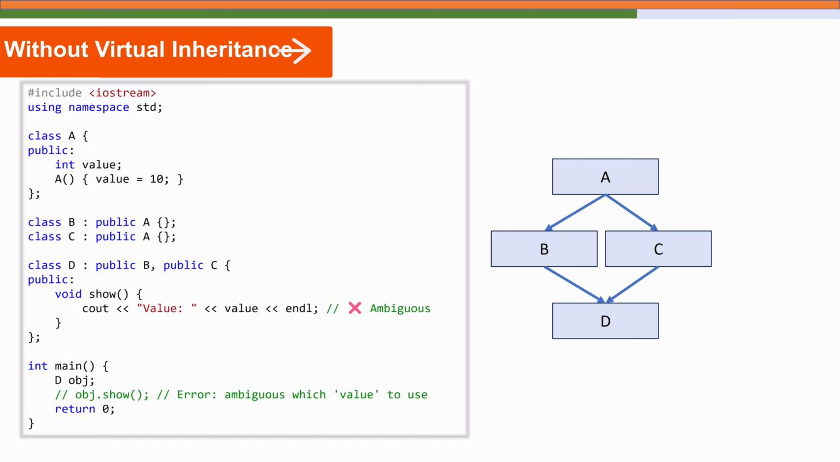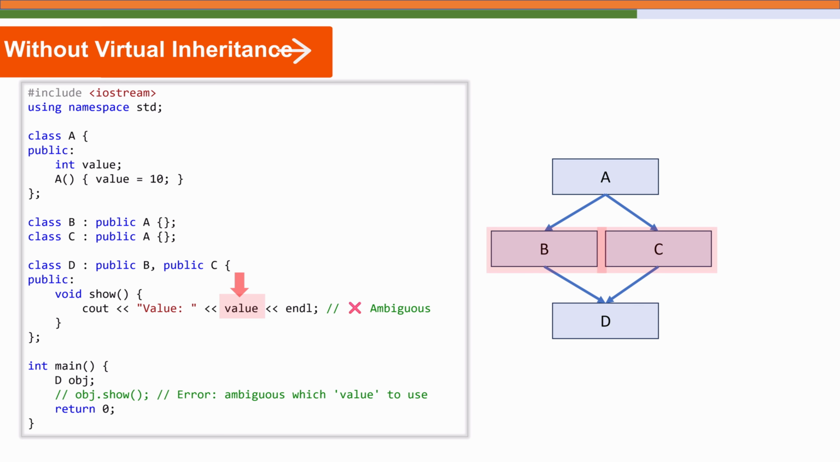So in the class D you have a show function that basically prints a value. So when you create an object of D and then write obj.show, the compiler gets confused. It asks which value, either B's copy of A or class C's copy of A, because D contains both, as it is inheriting from both of these classes. So internally memory looks like D having both the versions, so the compiler gets confused. It sees two separate A objects, so that's why it is ambiguous.